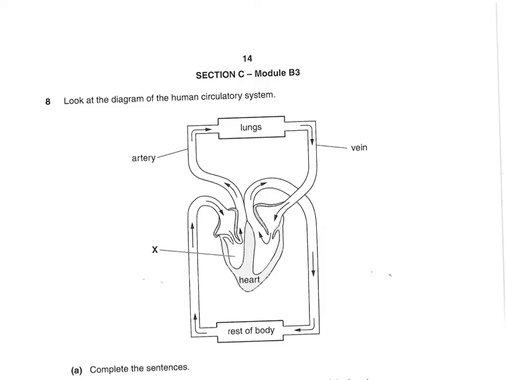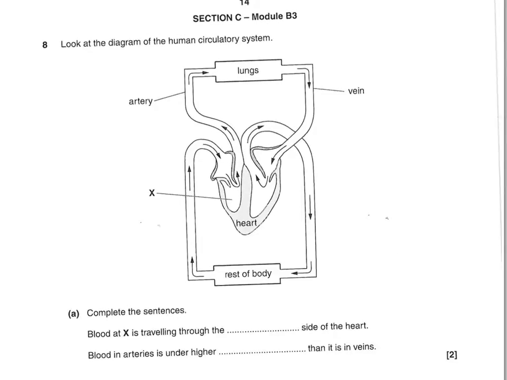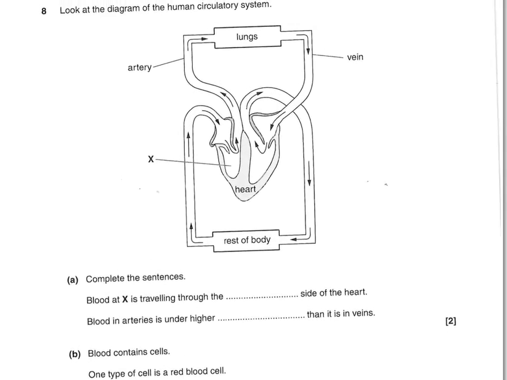However, the first section is the biology section. So first question says, look at the diagram of the human circulatory system. There it is. So you've got the heart and the lungs and the rest of the body. Complete the sentences. Blood at X is travelling through the right side of the heart. There. And blood in arteries is under higher pressure than it is in veins. So that's what you need to put in for those 2 marks there.